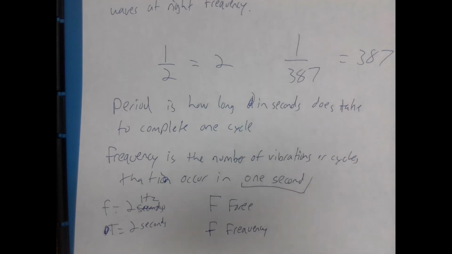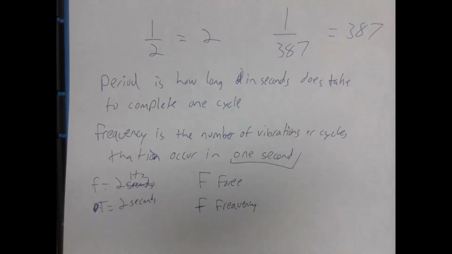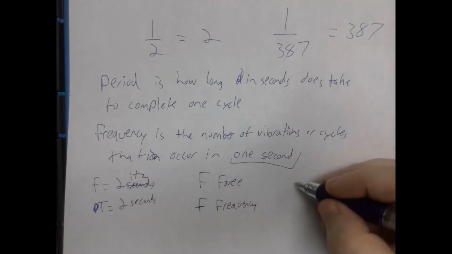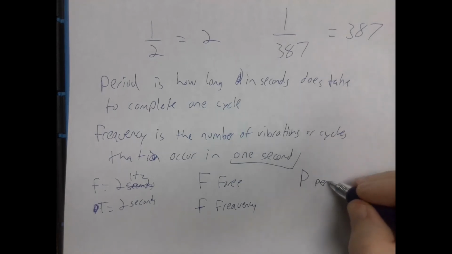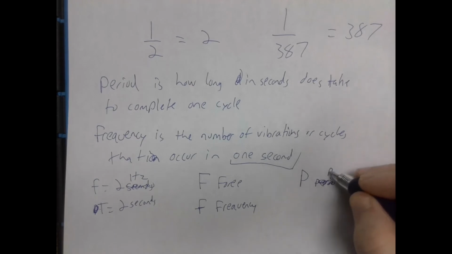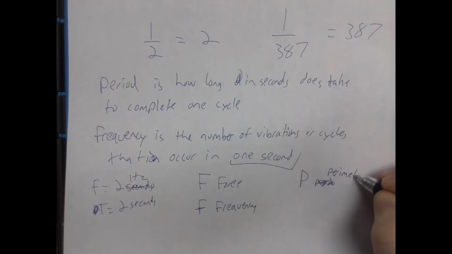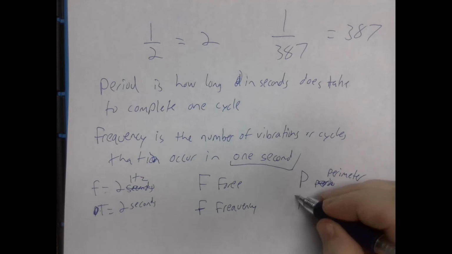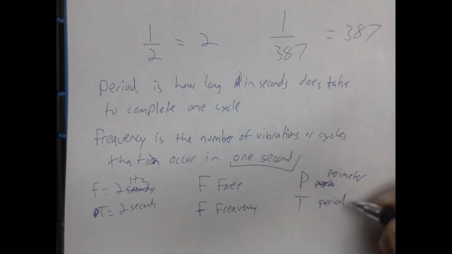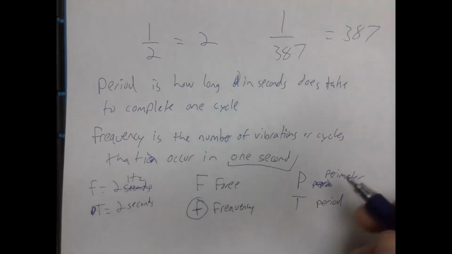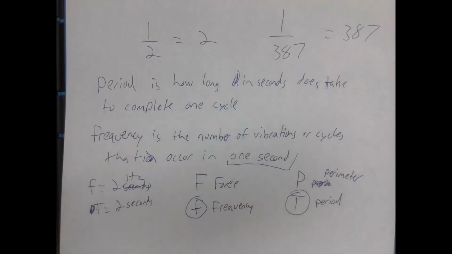Didn't take off, but next time I probably will. Another thing is P stands for perimeter, and T stands for time period, or just period. Should be using lowercase f and capital T.